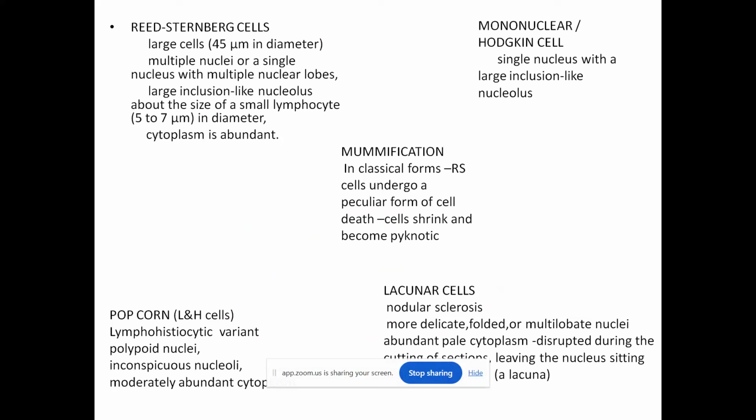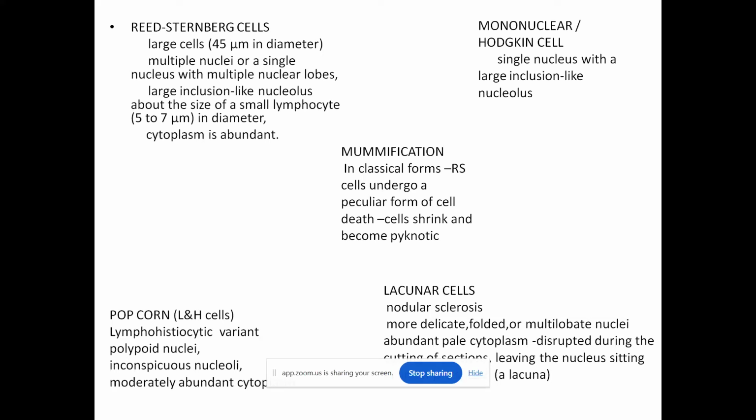It is a large cell with multiple nuclei, or a single nucleus with multiple nuclear lobes, with large inclusion-like nucleoli, and the cytoplasm is more abundant. One variant of this is the mononuclear cell, which is called a Hodgkin cell. It contains a single nucleus with a large inclusion-like nucleolus. And sometimes it can go for apoptotic death, which is called mummification.